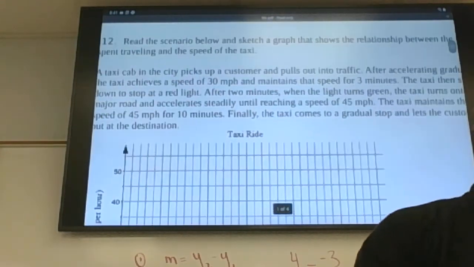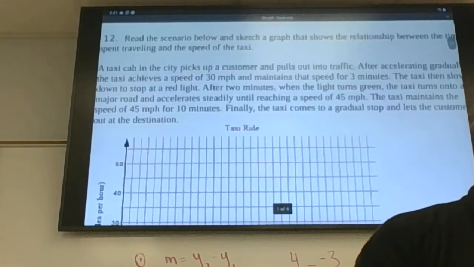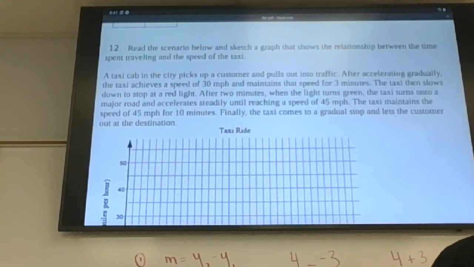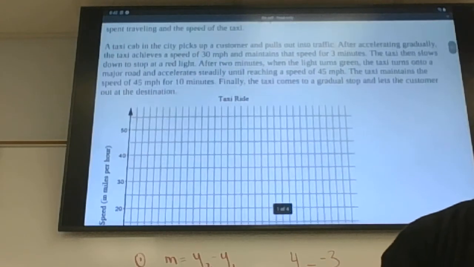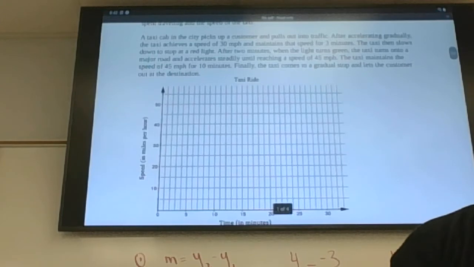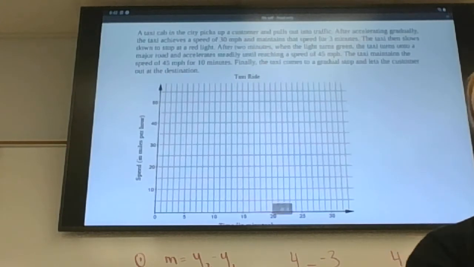Read the scenario below. Sketch a graph that shows the relationship between time spent traveling and the speed of the taxi. So I wish that you guys had this printed out in front of you and you could write on it, but that's just not the story here.